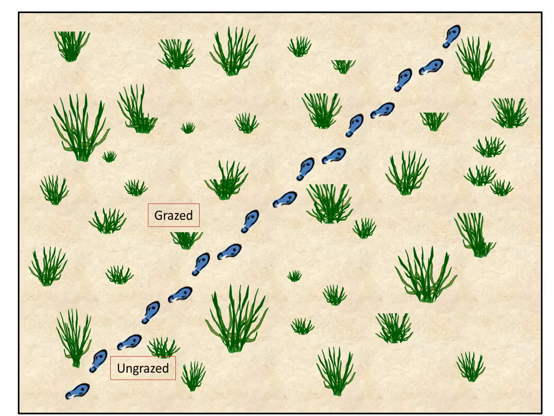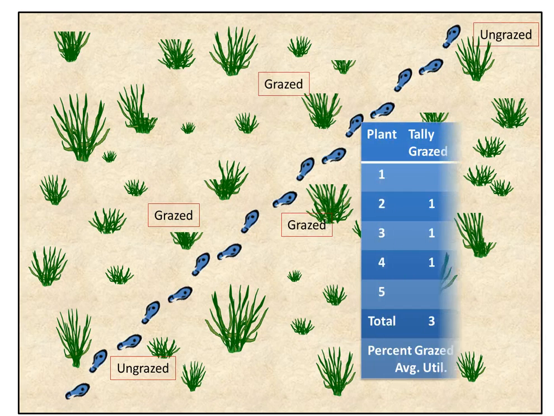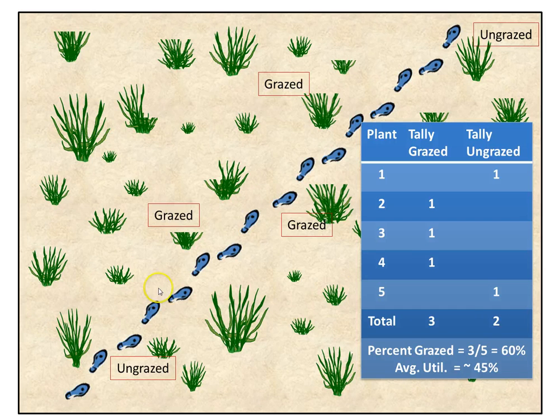Again, each of the plants at the pace is identified, but whether it's just been grazed or not grazed. So it's a very simple yes-no decision, grazed or ungrazed. And then if we look at the way these data would be used, we tally the grazed plants and the ungrazed plants. We determine the percent that are grazed, the percent that are ungrazed, and then based on that regression equation, that relationship that was determined previously, we know that if you have 40% ungrazed plants, that equals 45% utilization.